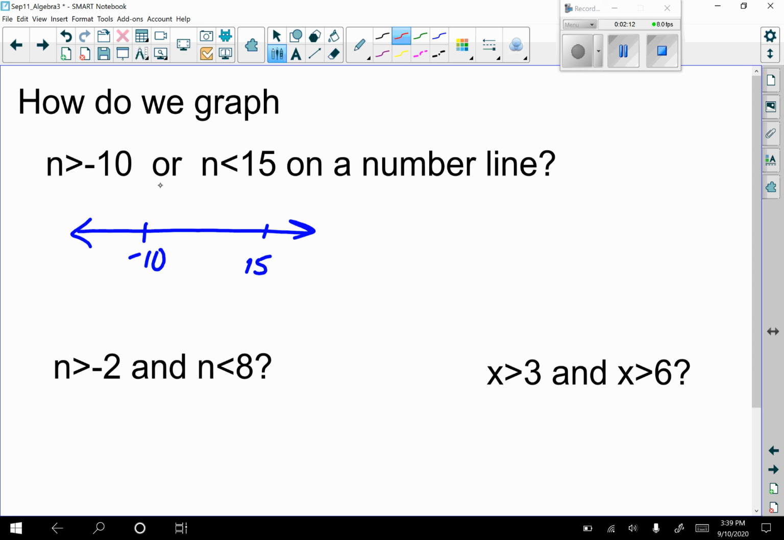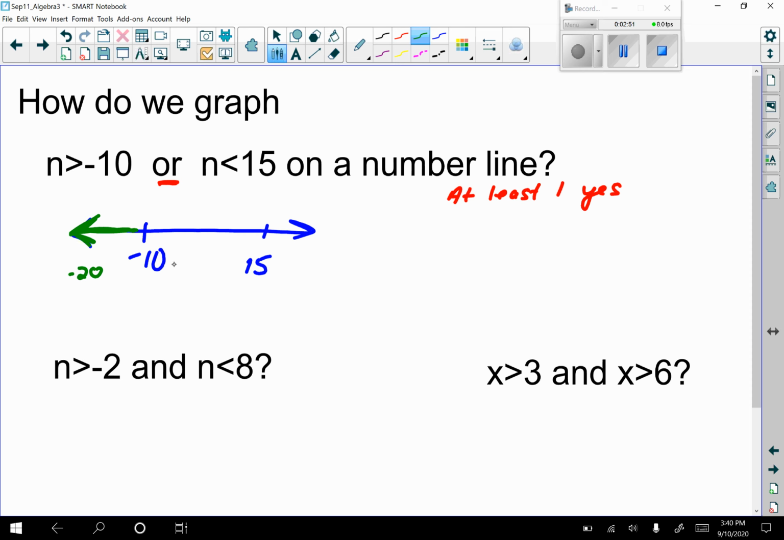When we have two inequalities joined by the word or, all of our numbers can satisfy one inequality or the other, or perhaps both. So we're going to do a little test, and we're going to shade where we get at least one yes for an answer. If I were to test the number negative 20: is negative 20 greater than negative 10? No. Is negative 20 less than 15? Yes. So I'm going to shade everything over here below the negative 10.